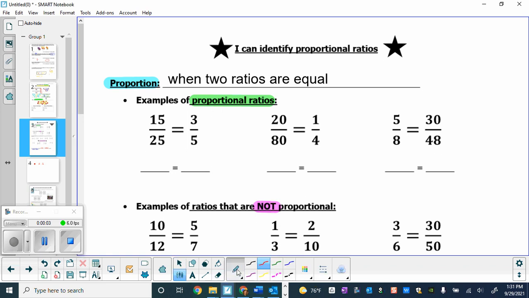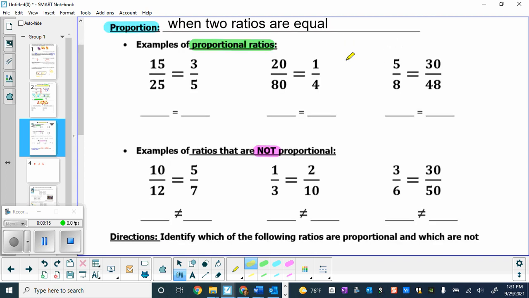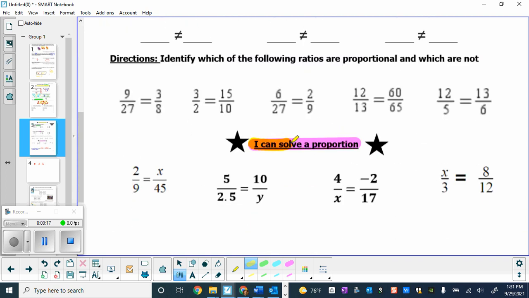Hi y'all, in this video we're going to be looking at two things today. First, the easiest thing in the world: how to tell if you've got proportional ratios. I'm going to describe what that means in a second. And then after that, I'm going to show you guys how to solve a proportion.